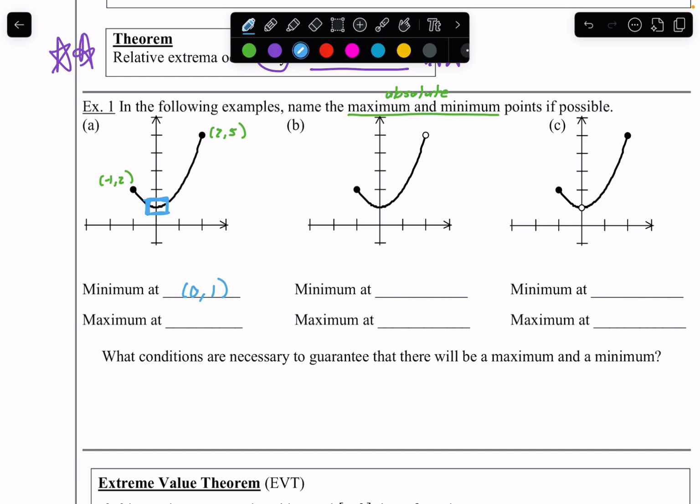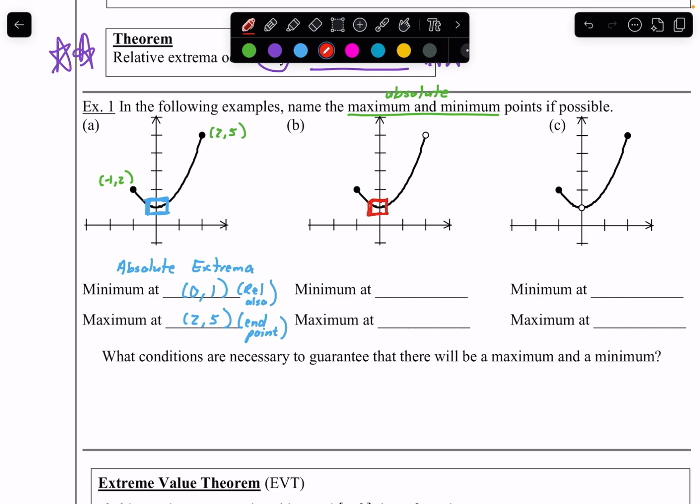Now, the maximum is an endpoint. So remember, absolute maxes and mins could be at a relative extrema, or they can be an endpoint. But these are absolute extrema here. Right? So this is going to be at a relative also. Okay, and then this is going to be at an endpoint. So just something to consider. Now, the minimum here is going to be a little bit different for B. I'm sorry, not the minimum. The minimum is going to be the same.